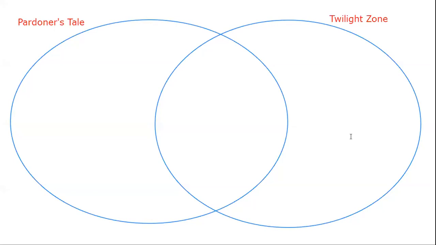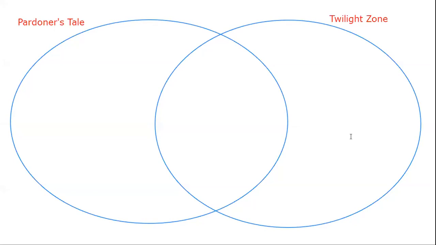Hi, everybody. I wanted to make a quick video that would help you to complete the Pardoner's Tale essay. And I feel like one of the roadblocks that is making it difficult for you is that it's been a while since we've read the story and a while since we've seen the Twilight Zone episode. I'm going to go ahead and do a Venn diagram to help you organize the information from the stories.